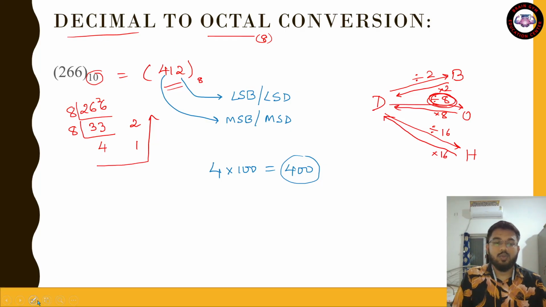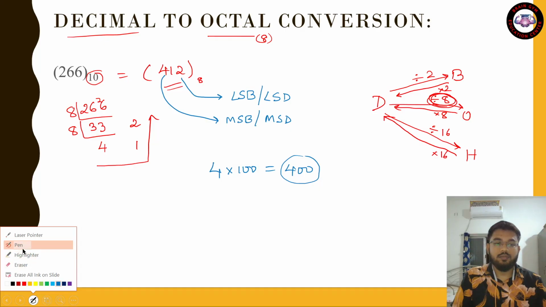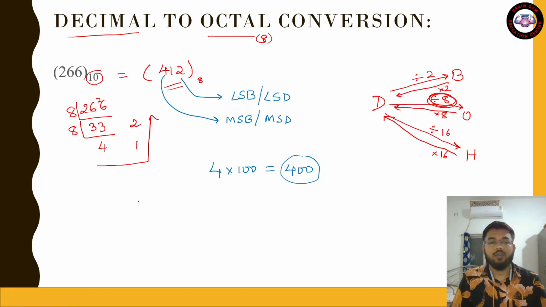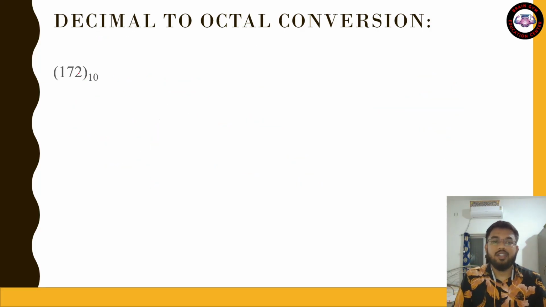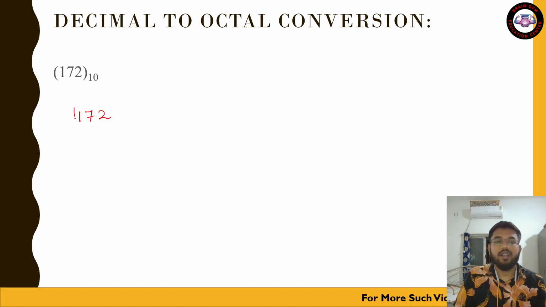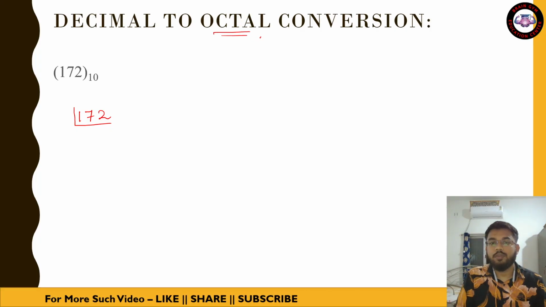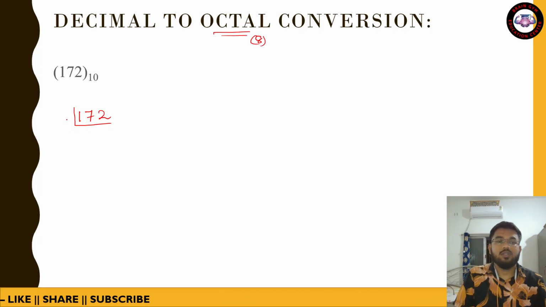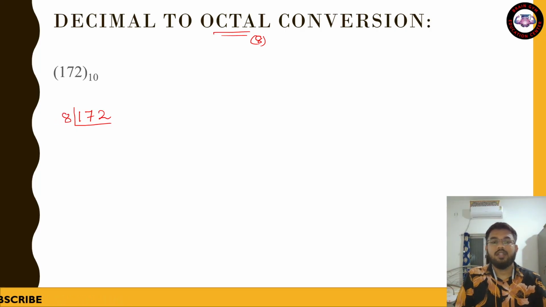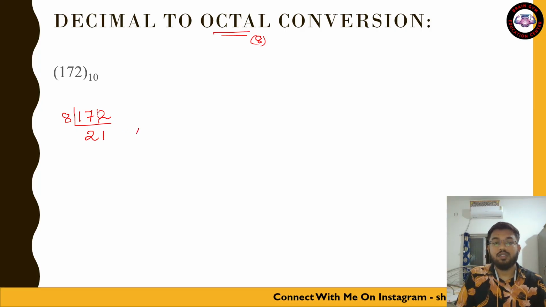Now let's do another question. The next number is 172. It's in decimal and we have to convert it into octal. No issues. Just write the number 172 and start dividing. For decimal to octal conversion, divide by the base of octal, which is 8. 8 2s are 16, but we have 17, so 1 will be here. So 12. 8 1s are 8, but we have 12, so the remainder is 4.